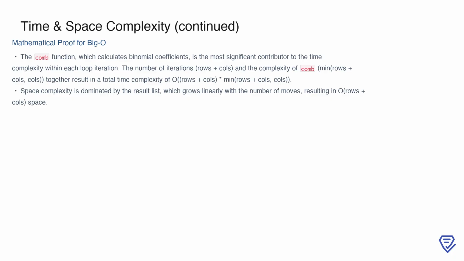For space complexity, the primary factor is the result list, which grows linearly with the total number of moves, rows plus cols. This results in a space complexity of O(rows + cols). Together, these insights confirm that our solution is both time and space efficient, especially when compared to the brute force approach, making it well suited for solving this problem for larger inputs.